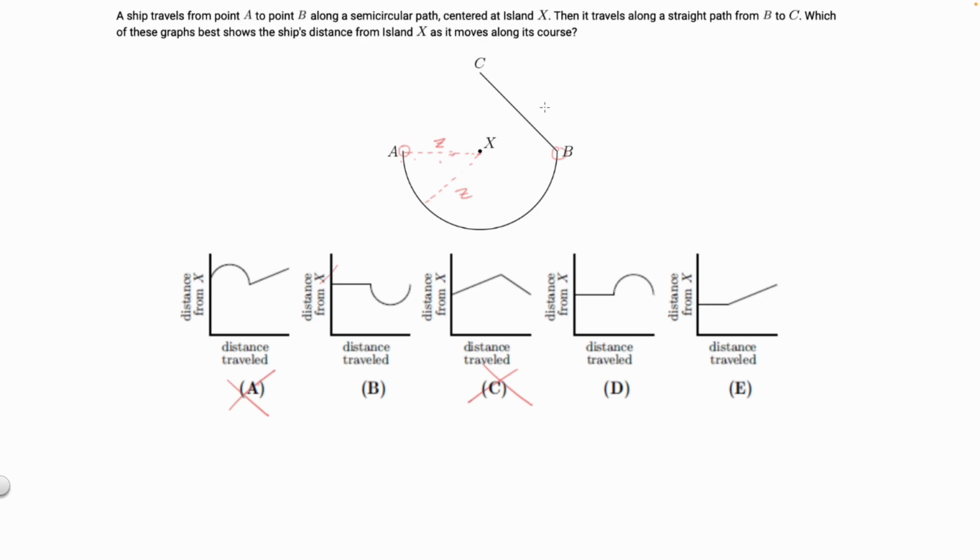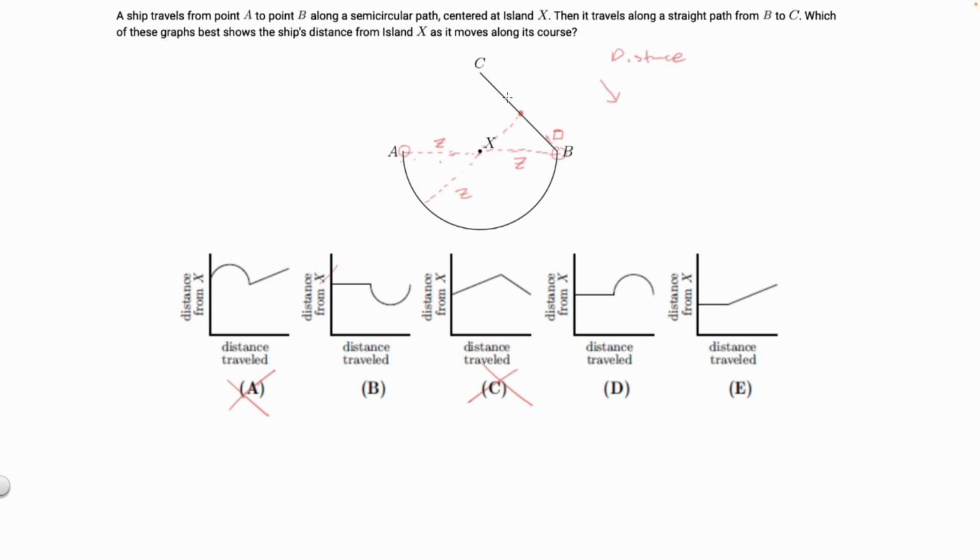And then if we look at this segment over here, it is also going to be the same distance from X to B as Z, because it's still the radius. However, if we keep traveling over here, if we make it a square, the ship is going to travel along here. The distance is going to decrease, since this segment is smaller than the radius, so it's going to get smaller.